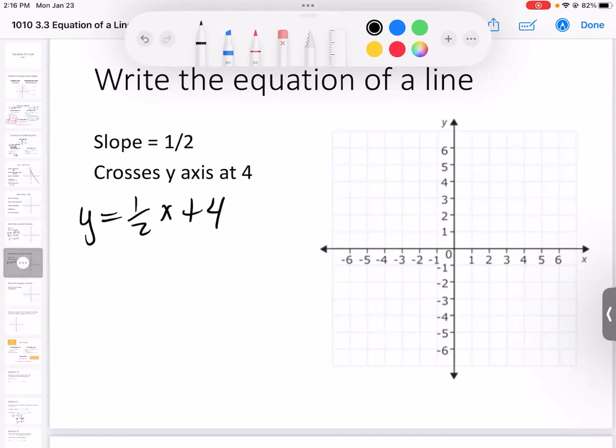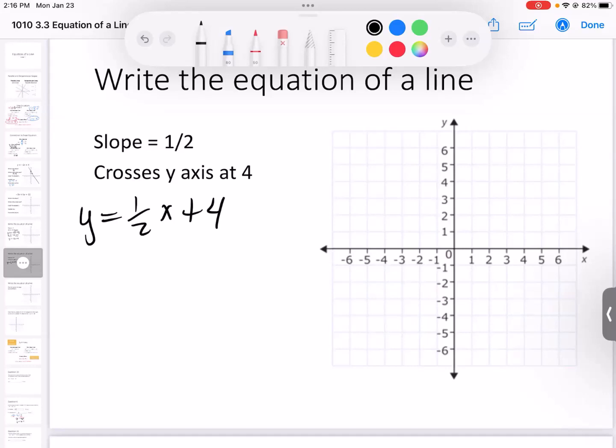And if you wanted to get this one into standard form, you would multiply by 2 to get rid of the fractions, subtract the y, and subtract the 4 to get the x and y on the same side. But again, I think standard form is dumb. The only reason I'm even telling you about it is because there are some problems on your homework that ask for it in standard form.